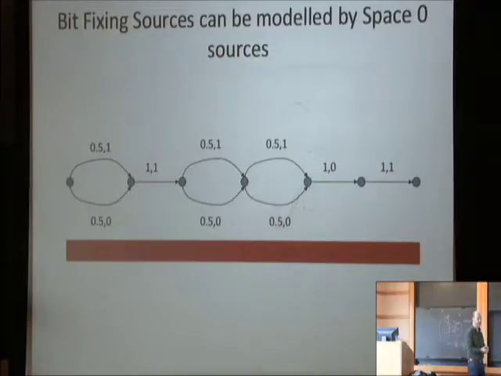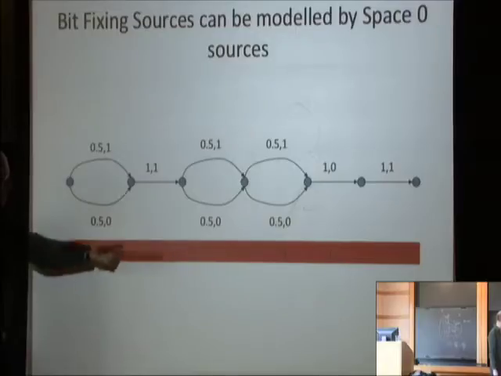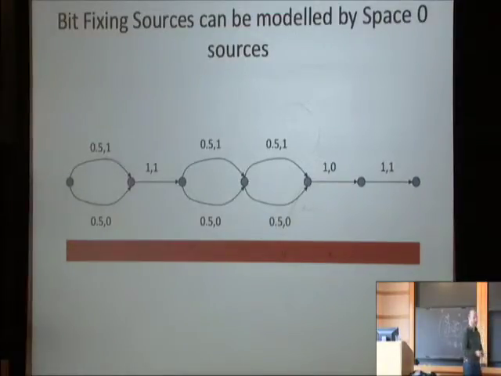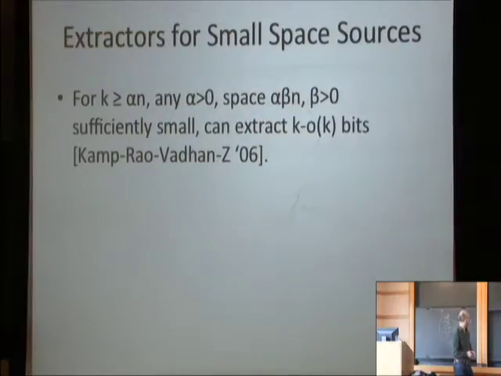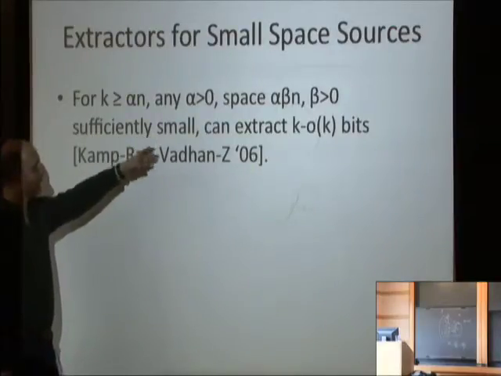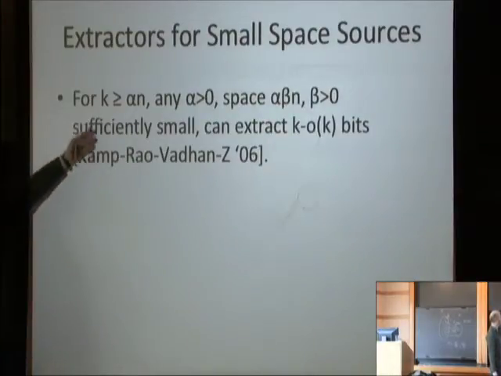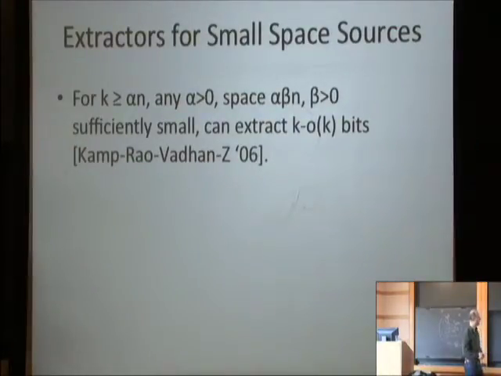These also generalize oblivious bit-fixing sources. In fact, bit-fixing sources can be modeled by space 0 sources. So here's a space 0 source that models an oblivious bit-fixing source. And Kamp, Rao, Vadhan, and I showed that basically for linear min-entropy, and if the space is a small enough linear space, significantly smaller than the min-entropy, then we can extract from that.